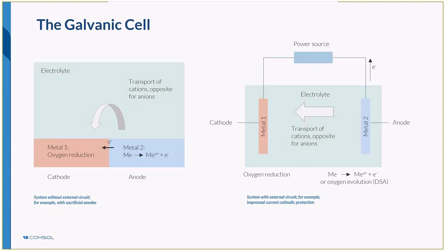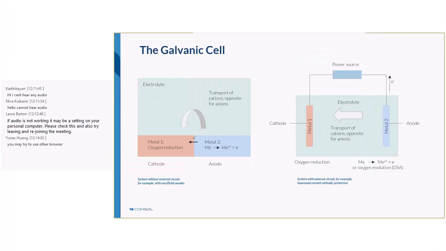The direction of the current flows between the two metals and will depend on their position in the galvanic series. So the less noble metal with the lower, more negative electrode potential will act as the anode, and metal 2 here on the right is losing electrons to metal 1, which is our cathode, where the oxygen reduction reaction happens.